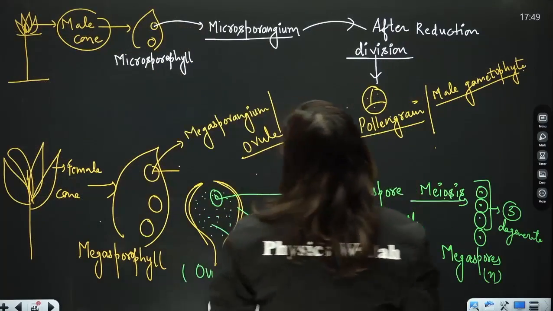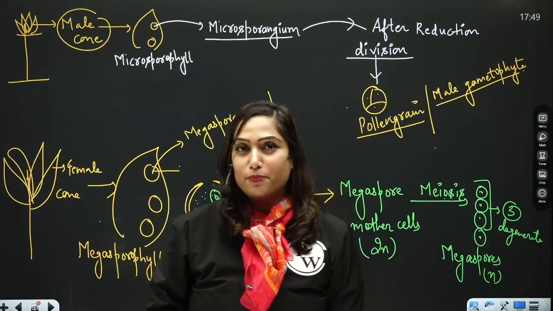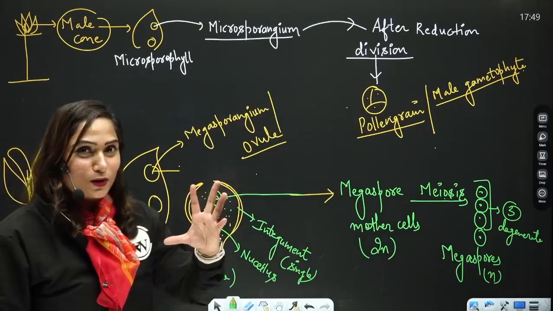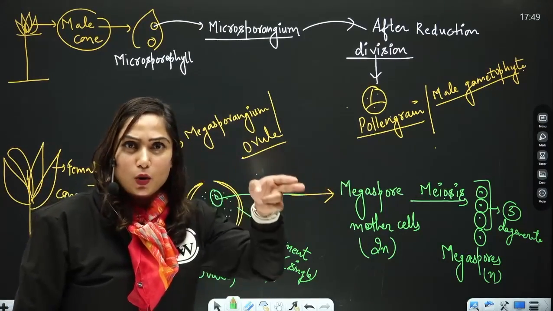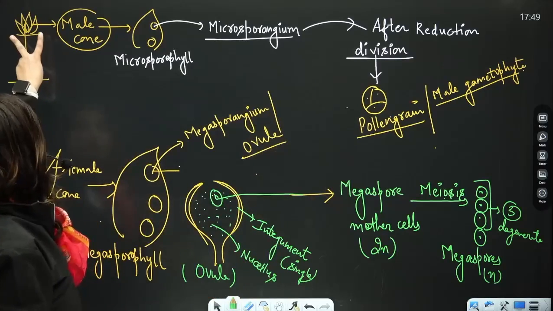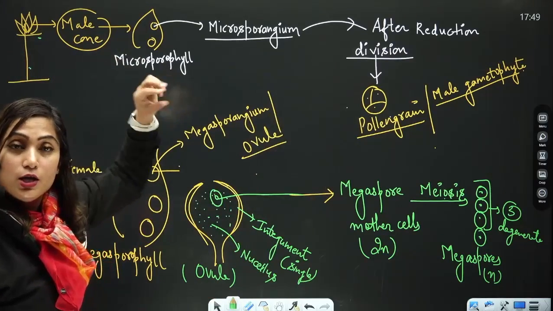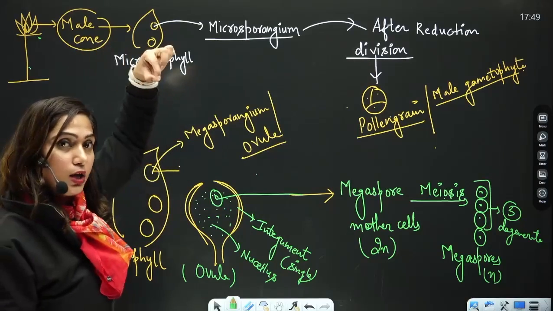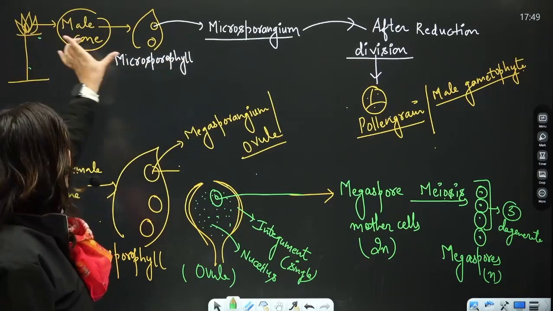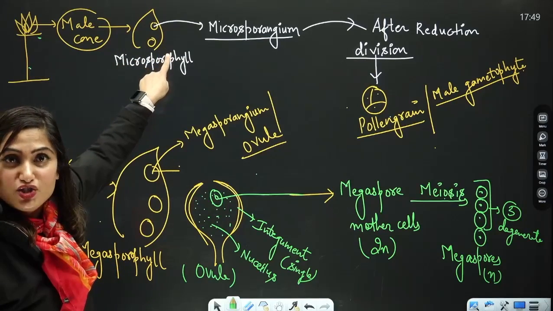Now let's move further. Now let's see how the gametophyte gets developed in case of gymnosperms. Let's go to the male cone, whether it is present on the same plant or a different plant. So this is a male cone, right? Which is a collection of microsporophylls. So I have taken out a single microsporophyll, that is a small leaf, from this collection, the male cone. On the microsporophyll, there will be microsporangium.